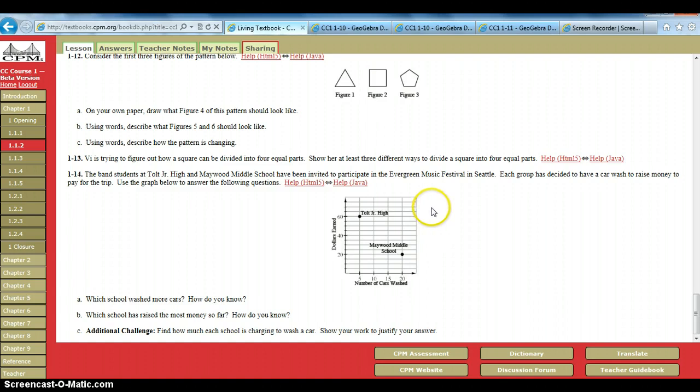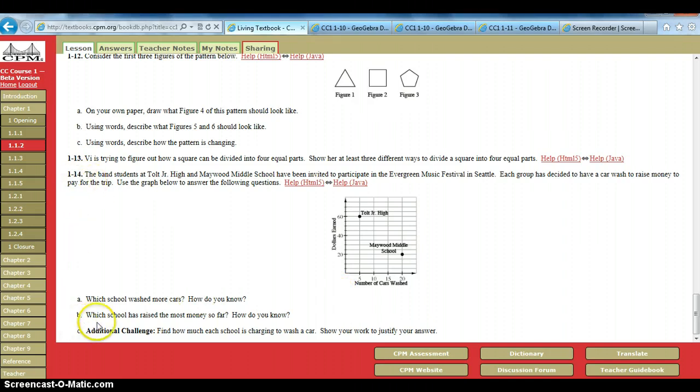So here are the questions. For 1.1.4A, which school washed more cars? How do you know? So here's Tolt Junior High and Maywood Middle School on the graph over here. You can see on the horizontal axis, that goes with the number of cars washed. And on the vertical axis, that goes with the amount of money that they earned.